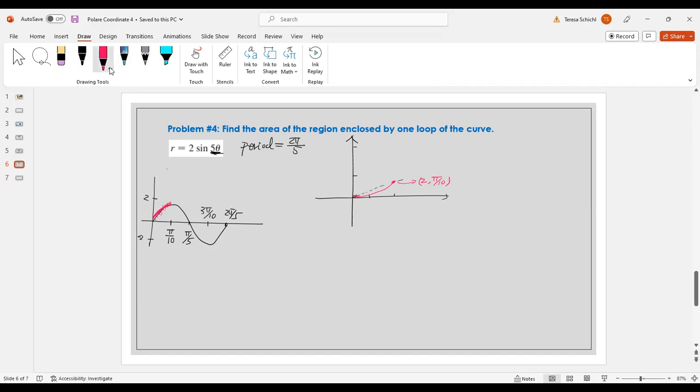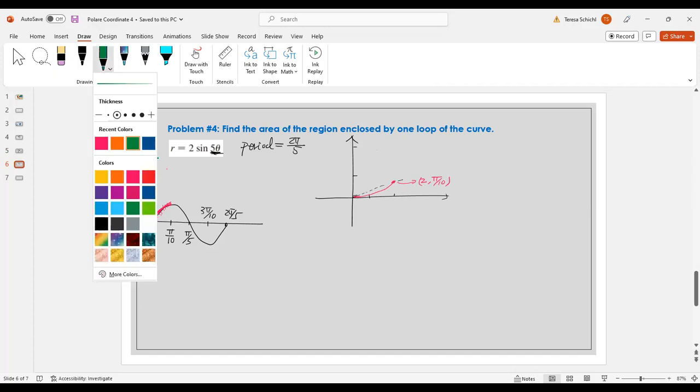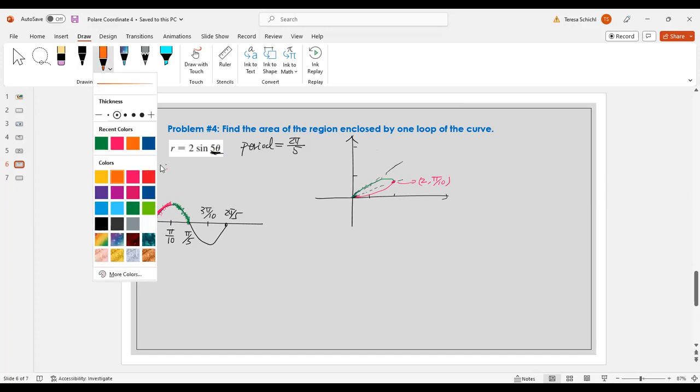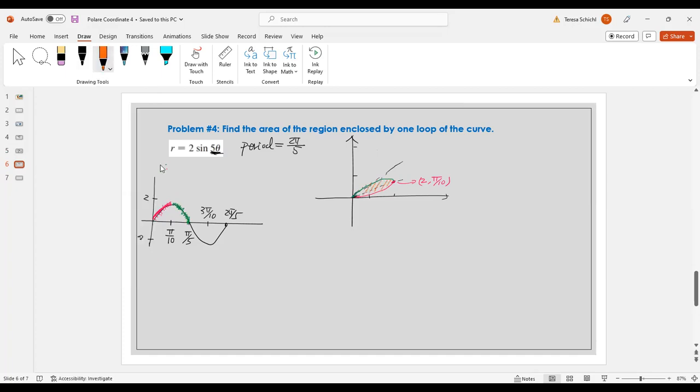Do you get that? All right, so now here, from pi over 10 to pi over 5. Let's do another dotted line here. So this green one starts here at 2, then you go down, and when it reaches pi over 5, it will be zero here. I got one loop here.